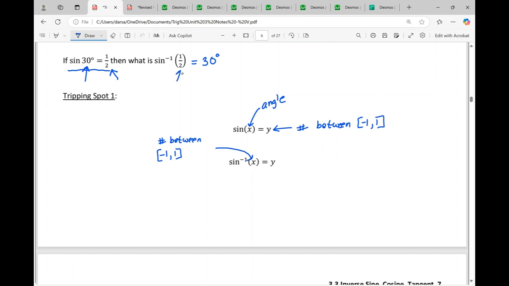So we plugged in a number, 1/2. The answer that comes out is the angle whose sine is 1/2. So the answer y that comes out of an inverse function is an angle. This is our tripping spot number 1. A lot of students see this and go, oh, I'm going to plug an angle into a sine inverse. That's wrong. You plug a number into sine inverse that is the sine, cosine, or tangent of something, and what comes out is the angle that has that number as the sine or cosine or tangent.